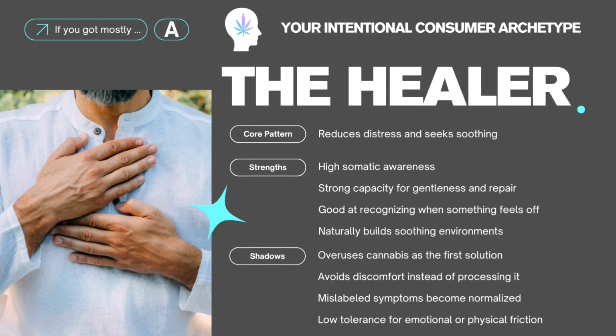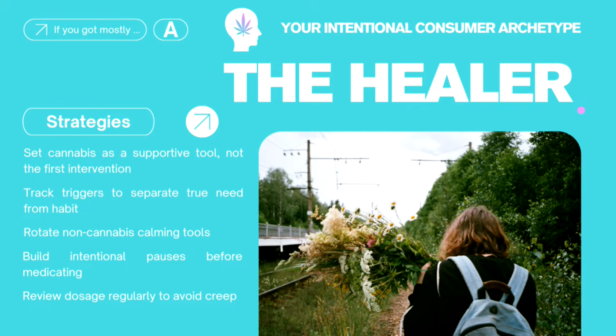But this archetype also has a shadow side. Cannabis can become the first tool instead of the most supportive one. When discomfort shows up, you soothe instead of understanding it. And the more automatic that pattern becomes, the harder it can be to know what your body is genuinely asking for. So your work is to find clarity. You become more intentional when you slow down long enough to separate the root from the symptom.